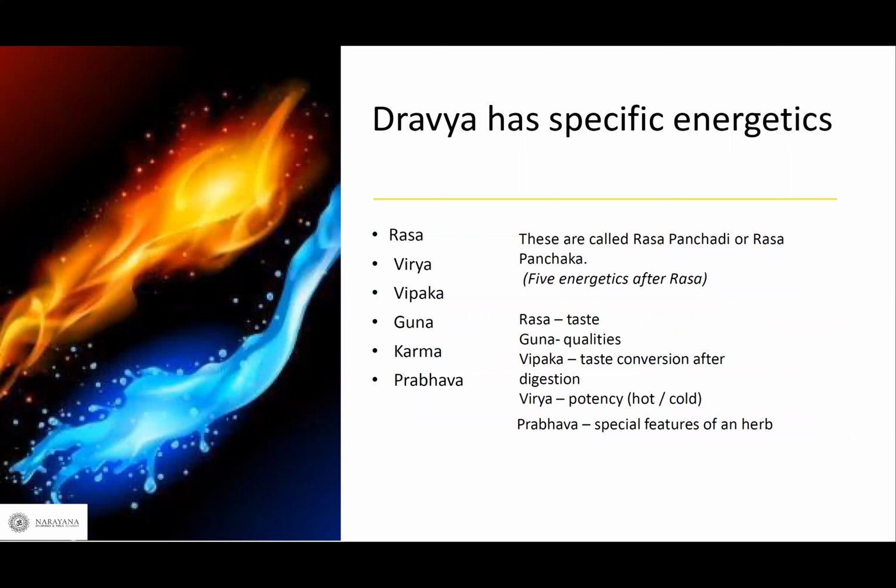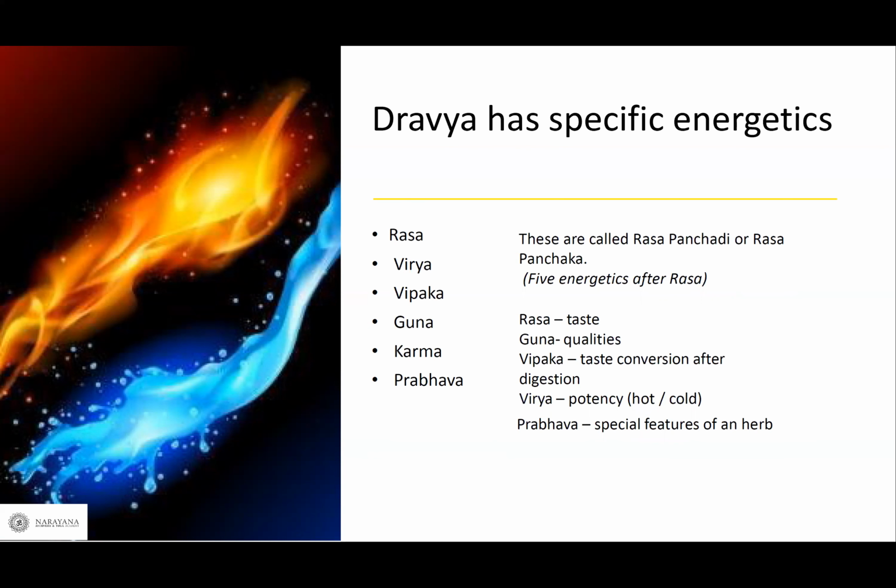We did this in class. Rasa, virya, vipaka, guna, karma, prabhava. Which is the most important here? Which is the most important thing in this Rasa Panchaka, Dishaji? Thanks, Marion.